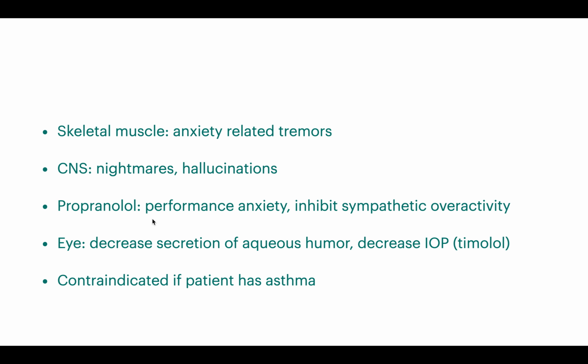Propranolol is used to treat performance anxiety because it inhibits the sympathetic overactivity. In the eyes, it will decrease the secretion of aqueous humor, and by doing that, it will decrease the intraocular pressure. So timolol is used to do that. It treats glaucoma, but it's contraindicated if the patient has asthma.